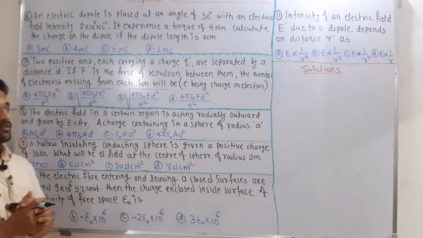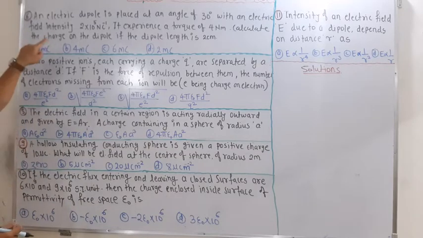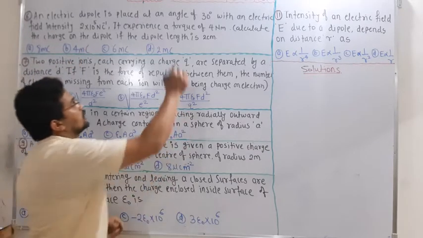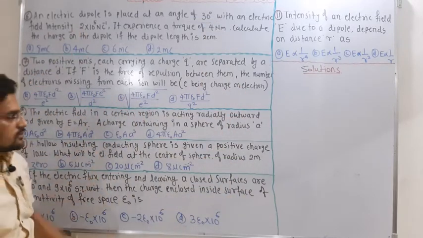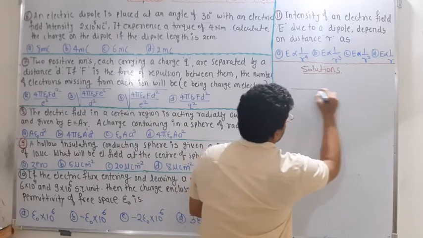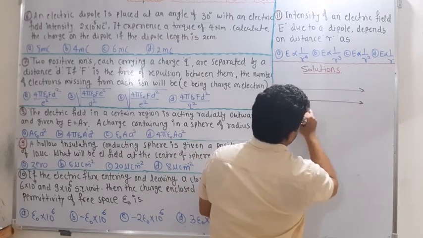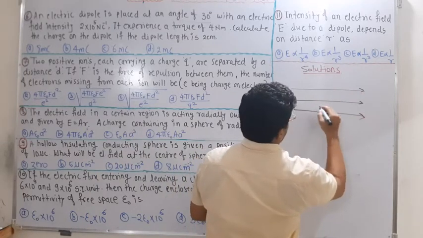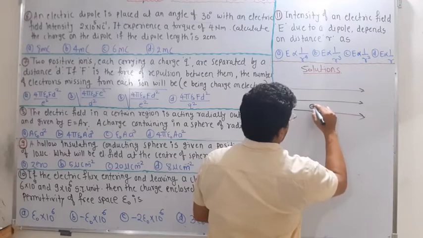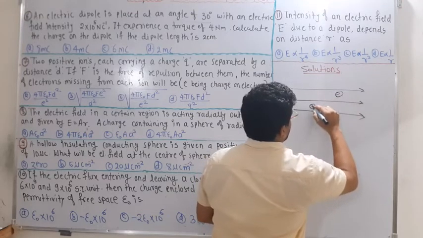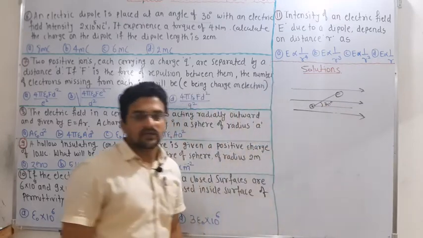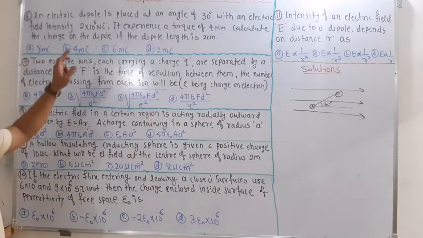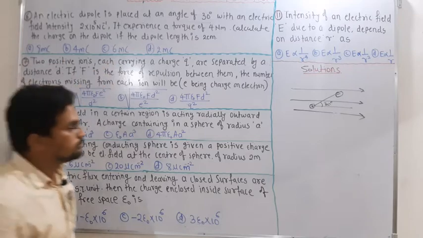So next, question number 6. An electric dipole is placed at an angle of 30 degrees in an electric field of this intensity. Actually this is if an electric field is there, and then the dipole is placed, the dipole may be positive or negative, by making an angle of 30 degrees. It experiences a torque of 4 Newton meter.